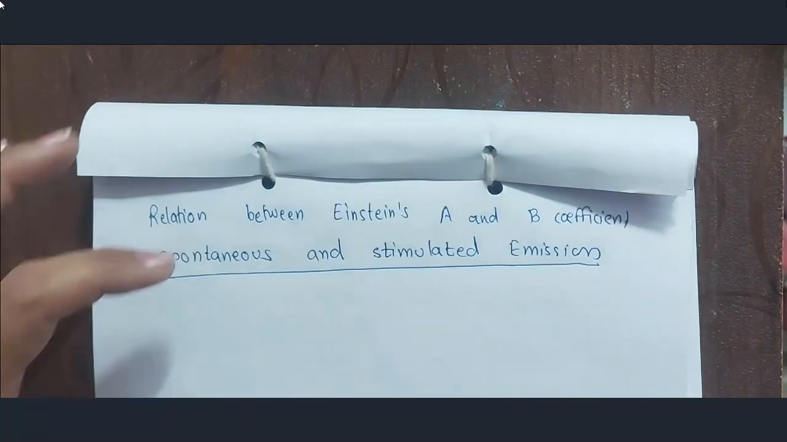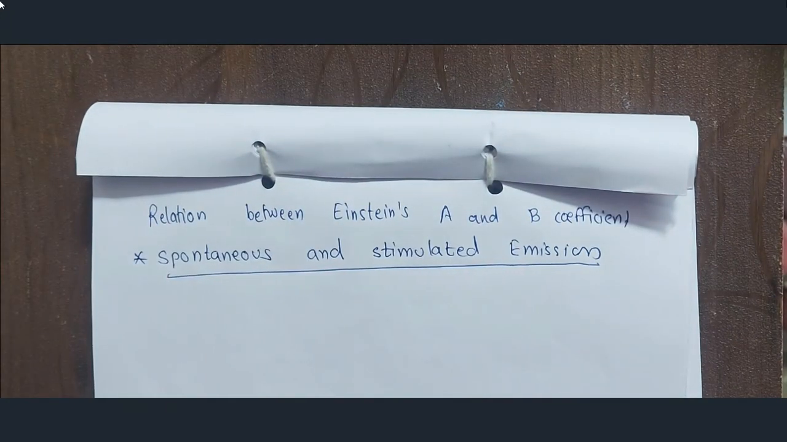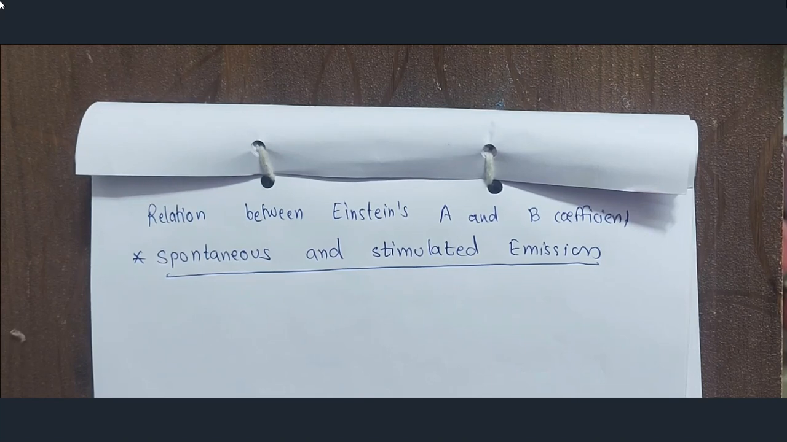Einstein described the interaction of radiation. Here we are going to see the interaction of photons with matter. Einstein was the first who described the interaction of radiation with matter through the process of stimulated emission. Before that we should understand what absorption is, and then we will try to understand the meaning of spontaneous emission and stimulated emission.